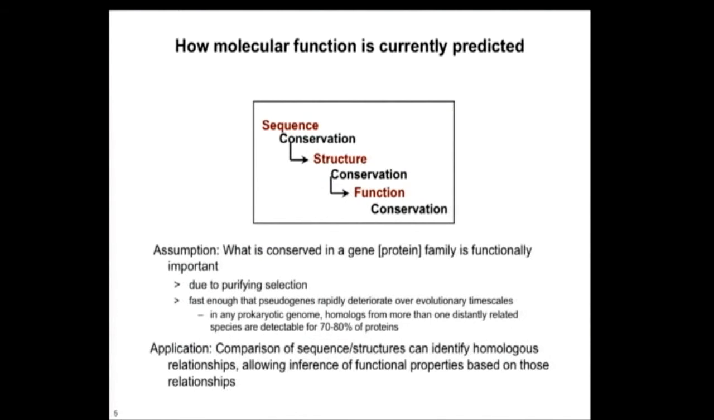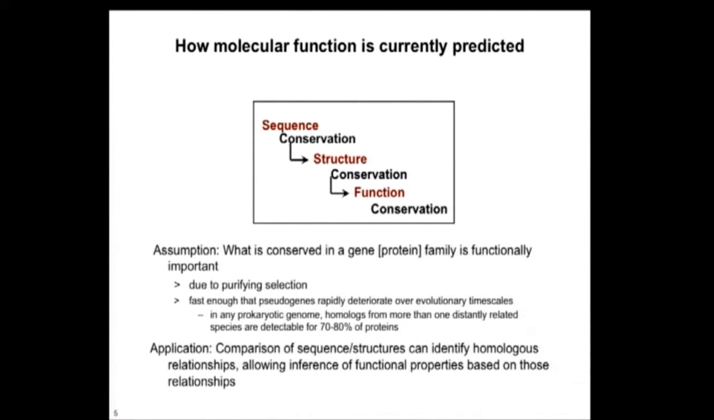So still the fundamental way that molecular function is assigned in large public databases is based essentially on the assumption that what is conserved in a gene family is functionally important. This has been a fundamental dogma of structural biology for decades. And the inference here is that sequence conservation infers structure conservation, which in turn infers function conservation. Now, that's a simple rule, and of course it doesn't hold in all cases, and it gets complicated very quickly. But the application is that if you compare sequences or structures and can identify homologous relationships, that allows you to infer something about functional properties.